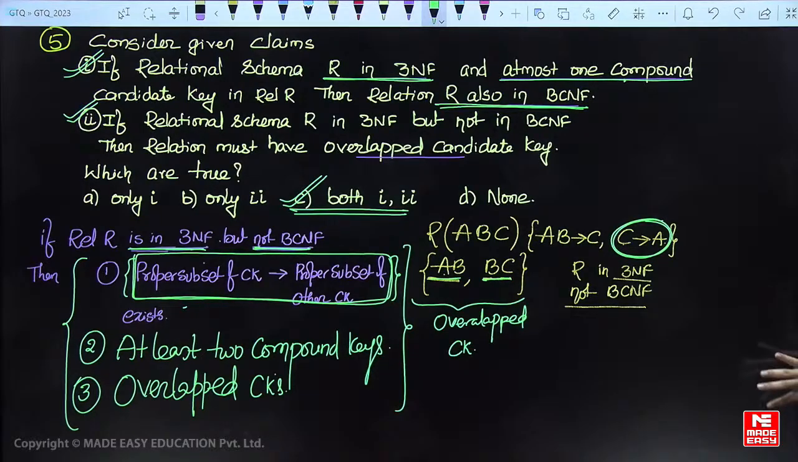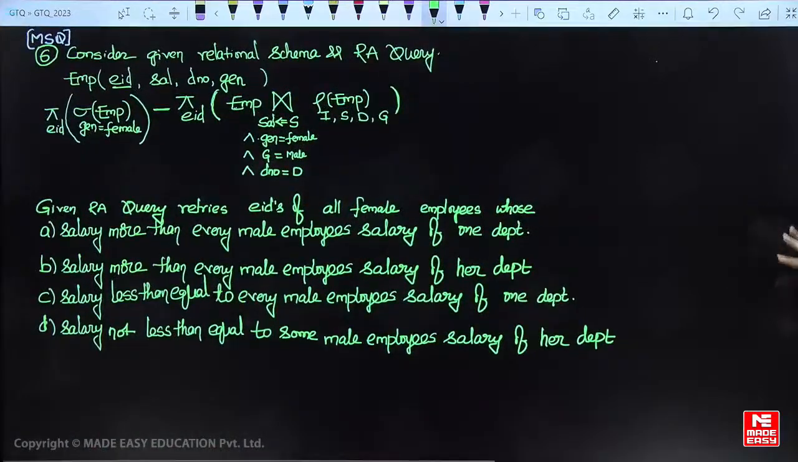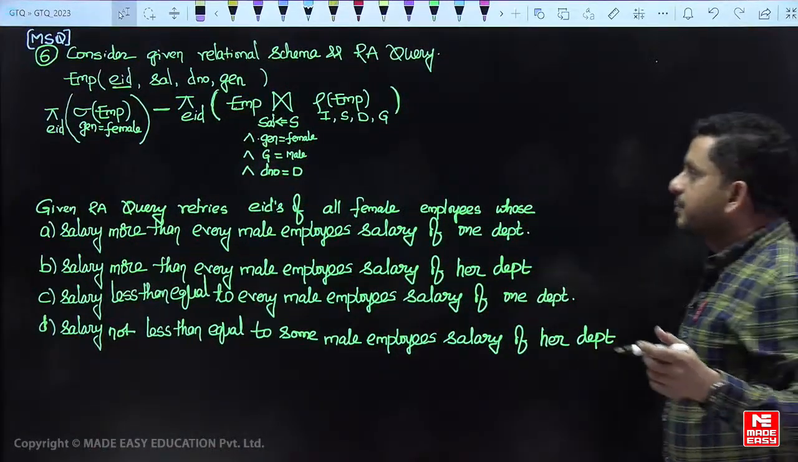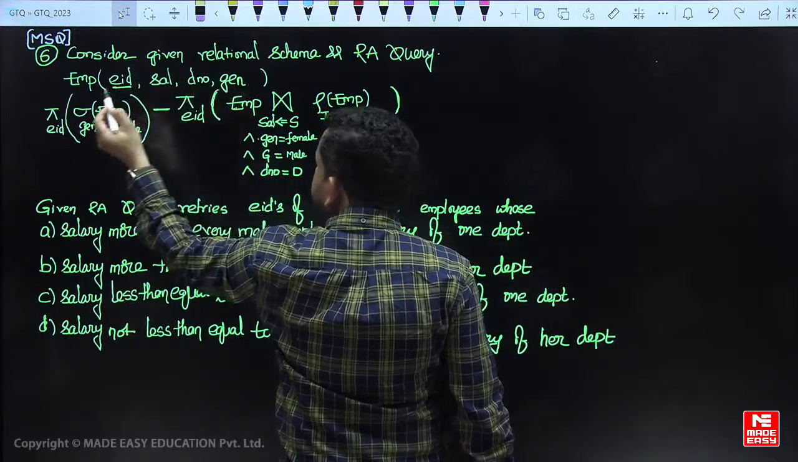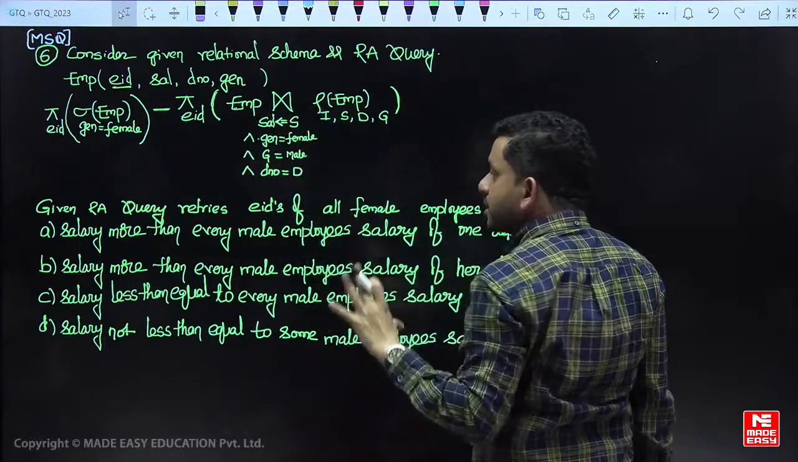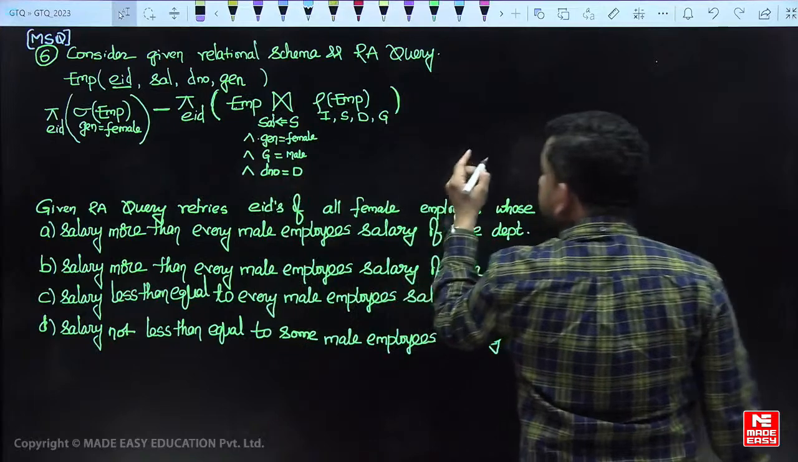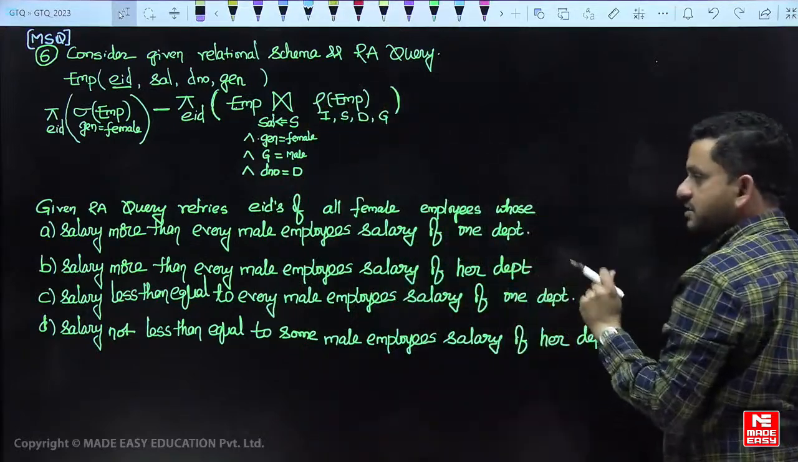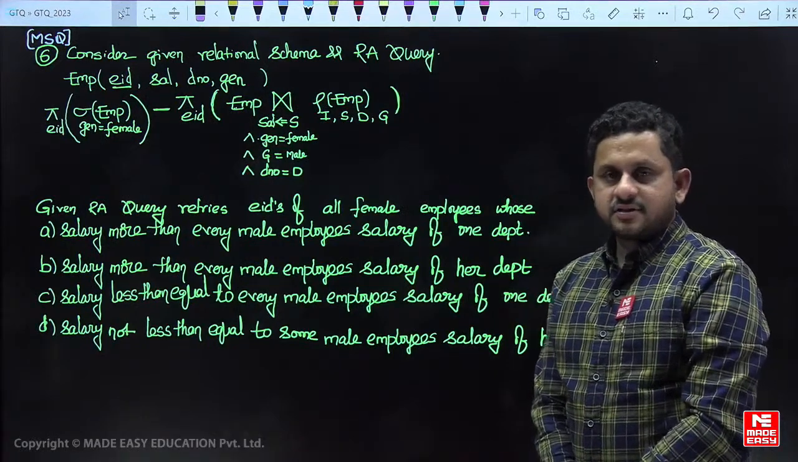Right, next question. It is a relational algebra question: employee ID, salary, department number and gender. This relational algebra query is given and you need to find the correct option. It is also a multiple selection question. So think and answer.